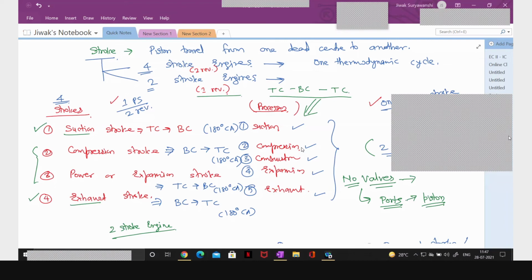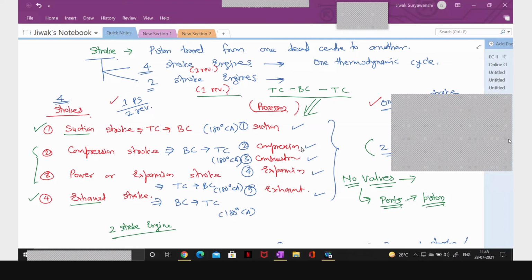Sir, because mixing of exhaust and fresh air takes place in a two-stroke engine, there is a chance of mixing exhaust gases and fresh air entering from the other side, and less proper combustion. Yeah, correct. So there is more pollution emission in that case.